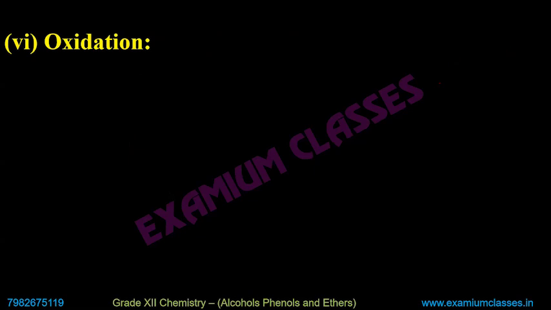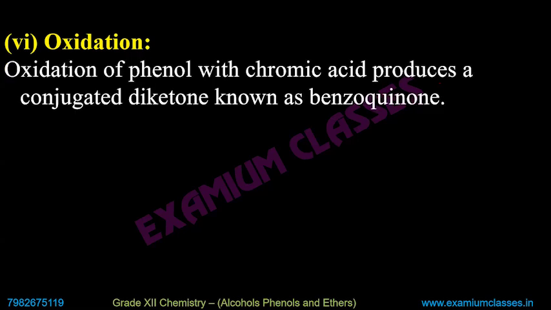Then oxidation. Remember, I am talking about the reactions which are shown by phenols only. Oxidation of phenol with chromic acid produces a conjugated diketone known as benzoquinone. Chromic acid, benzoquinone, you should remember these are interrelated. Phenol when reacted with chromic acid gives us benzoquinone.